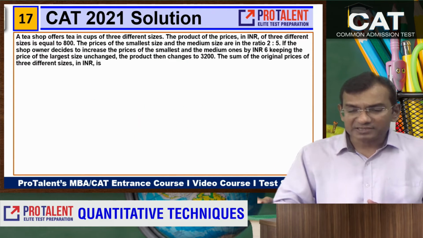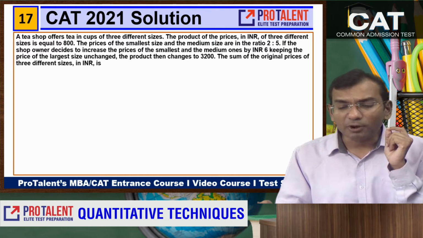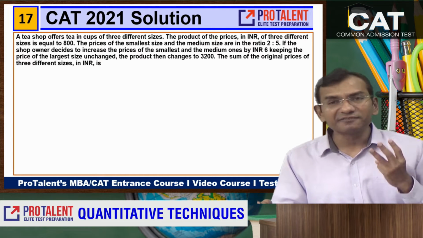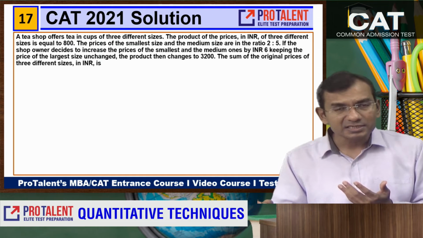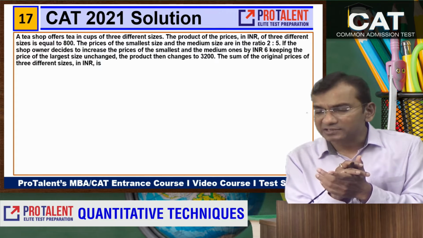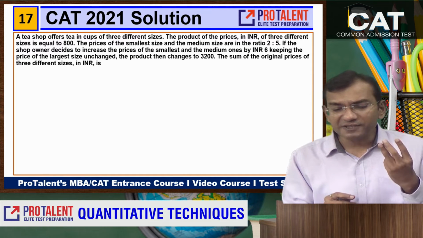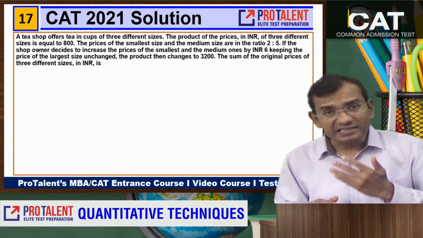Okay, question number 17. Very interesting question. A tea shop offers tea cups in 3 different sizes. Okay, the product of the prices, that means multiplication of the prices in rupees of 3 different sizes is equal to 800. Product of the prices.